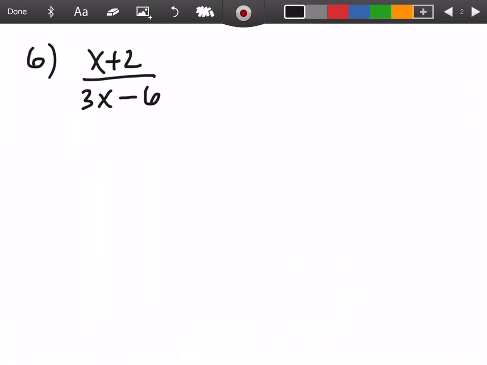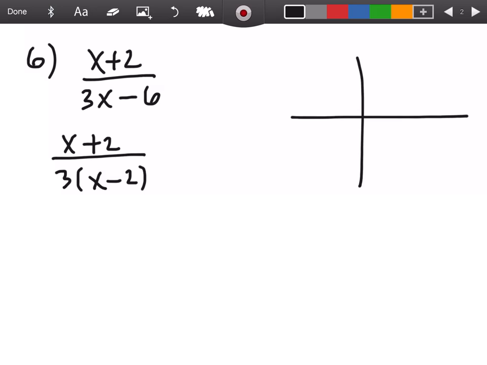So one on top, one on bottom, numerator, denominator. The first step is to find your vertical asymptote. So we're going to focus on the denominator. And you know what we can do? We didn't talk about this yesterday, but if you can factor, you should factor. That can make it a little easier to see. So I can pull a 3 out of both of those terms, and I can factor that. So now I can see right away the vertical asymptote is going to be when x is 2.